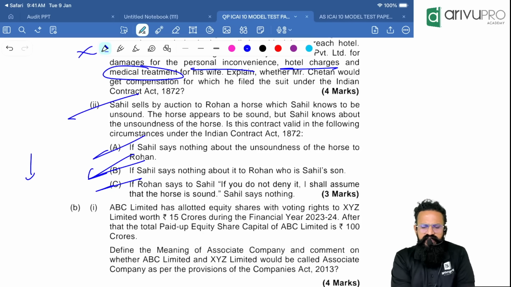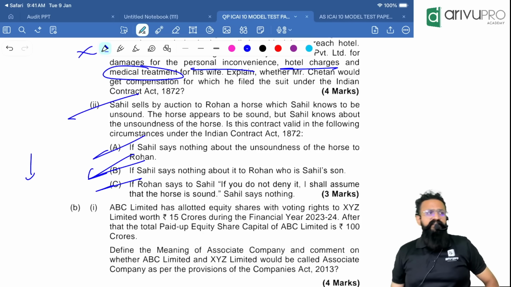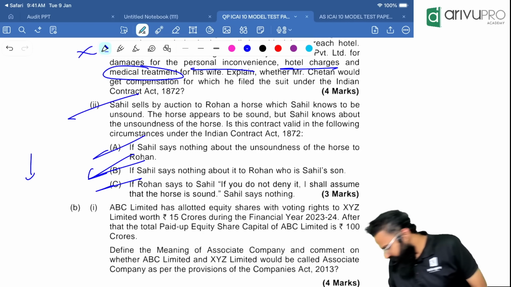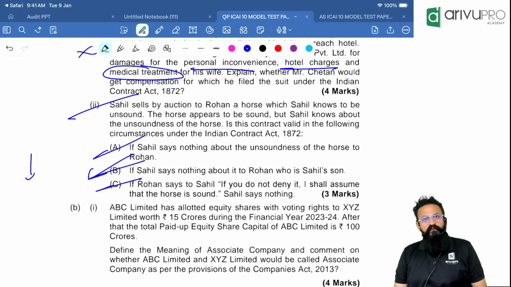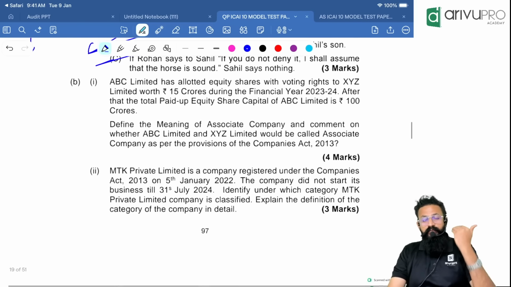If Rohan says to Sahil, if you do not deny it, I shall assume that the horse is sound. Is this considered as fraud? Answer is yes, because you have a duty to speak here. He has clearly told, if you do not say anything, I will assume that the horse has no problem. Now if you keep quiet, silence is equivalent to acceptance. Silence is assumed as an acceptance.